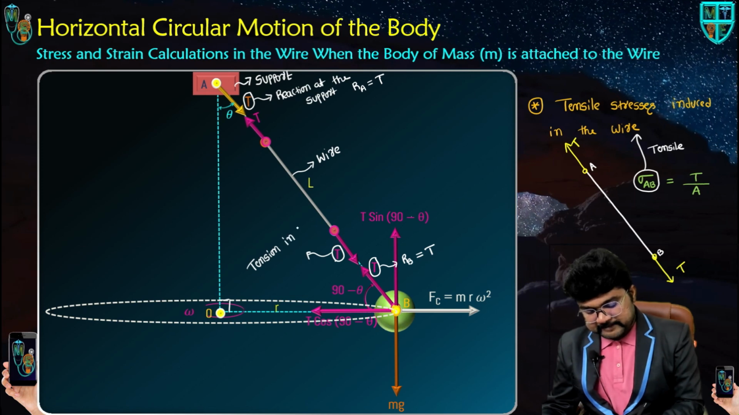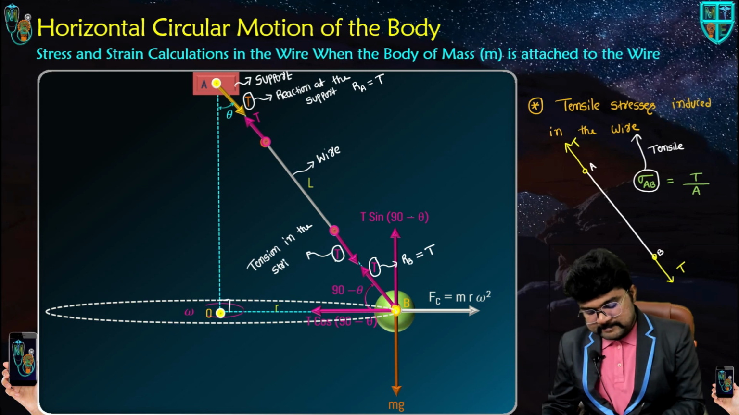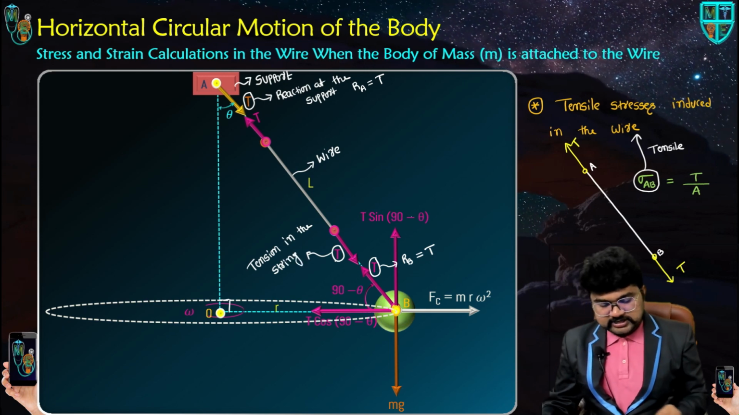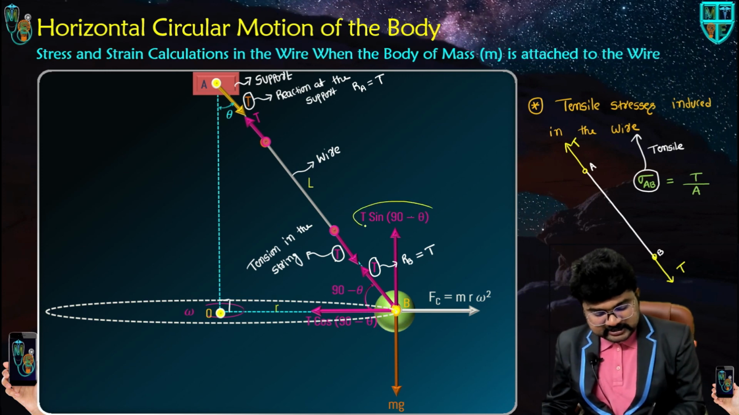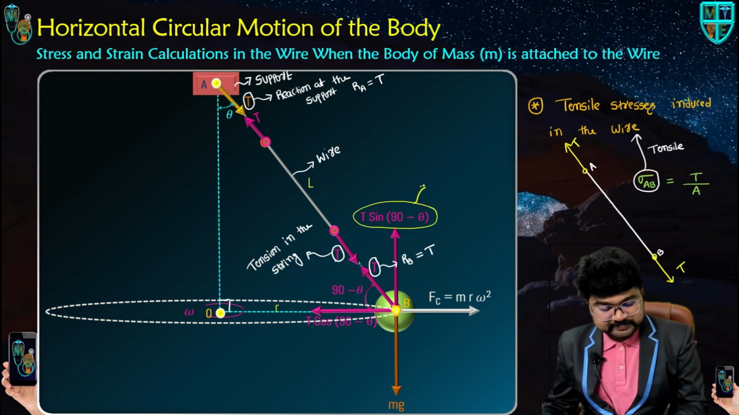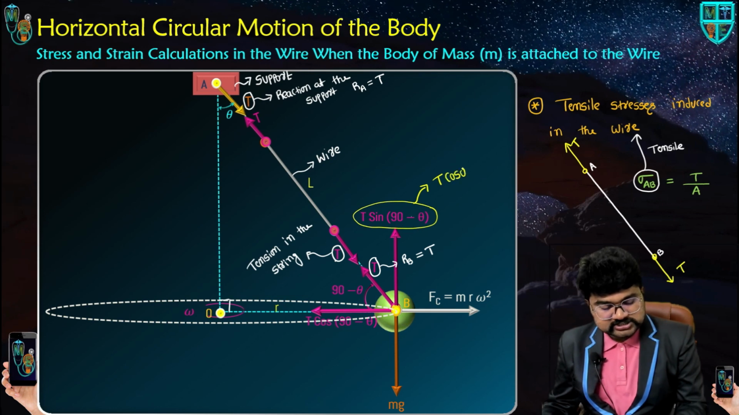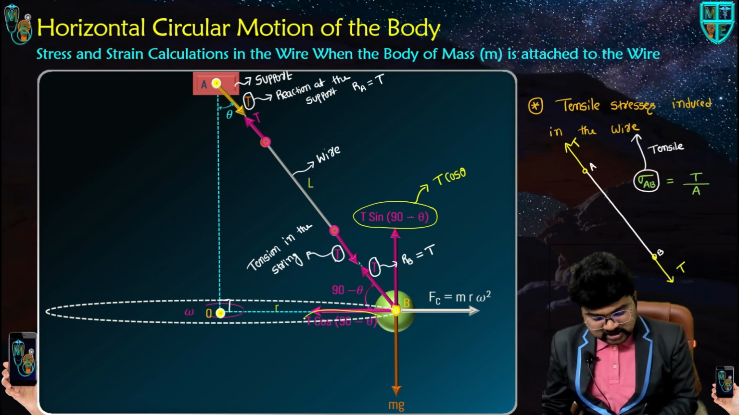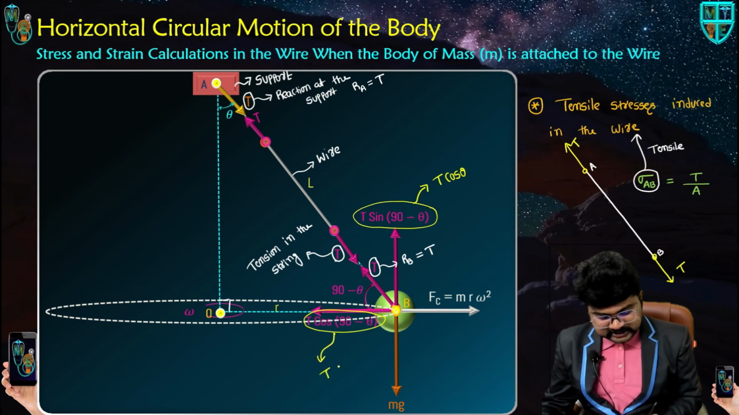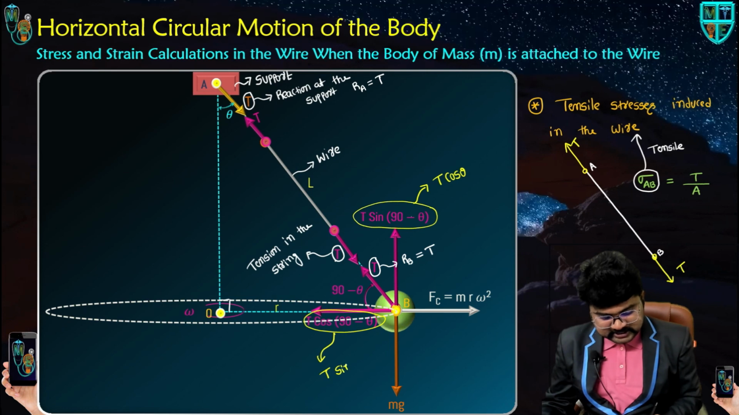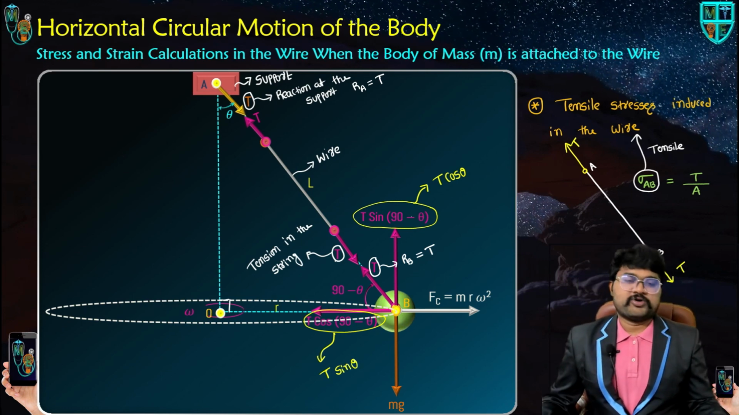Tension in the string. Understood? So here T sin (90 minus theta) means what? T cos theta. Here it is what? T cos theta. What is T cos (90 minus theta)? T sin theta. Here you will be getting T sin theta. So this is the way to draw a free body diagram.